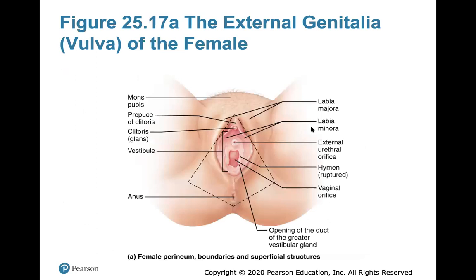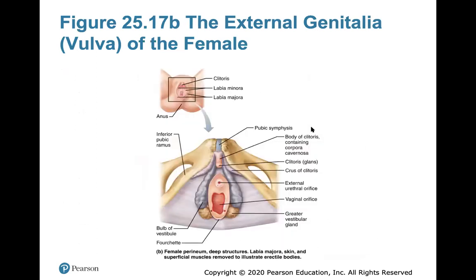So here's the external genitalia, also known as the vulva of the female, and you can see here how everything sits. The pubic symphysis is actually the part that will soften and allow the pubic bones to separate, just to allow for more space for a baby to be delivered.